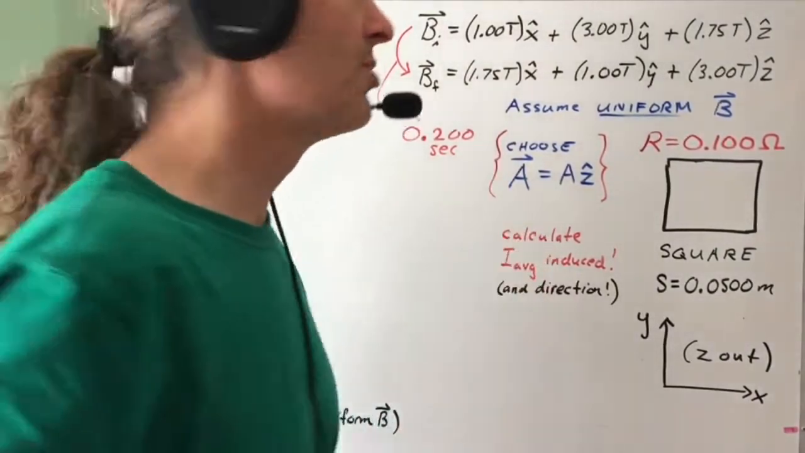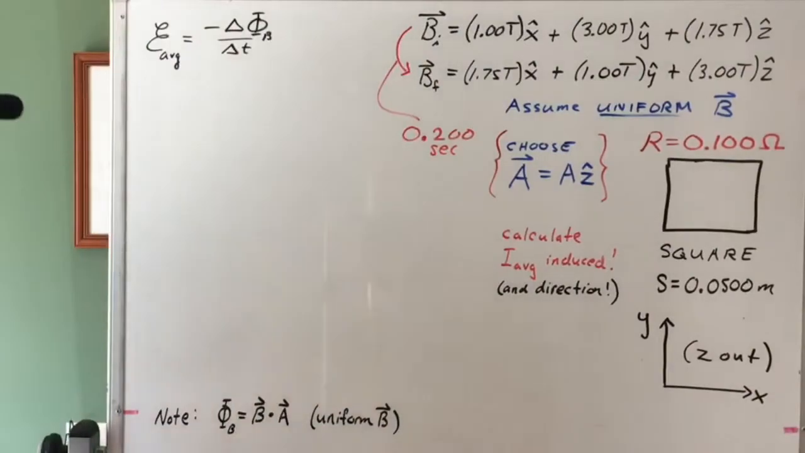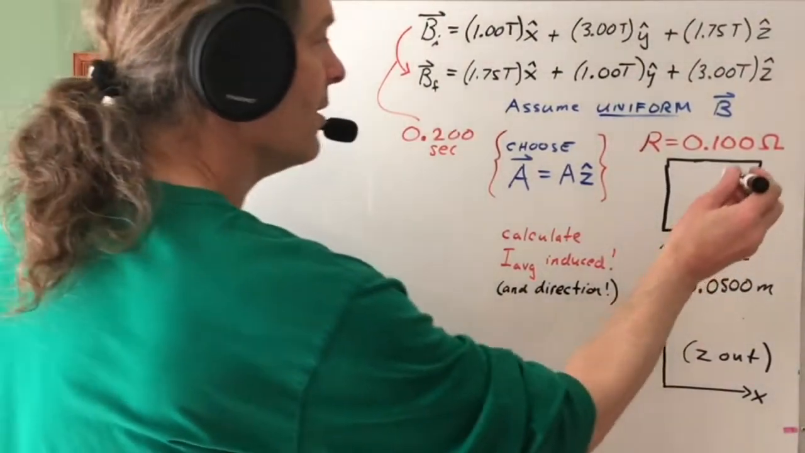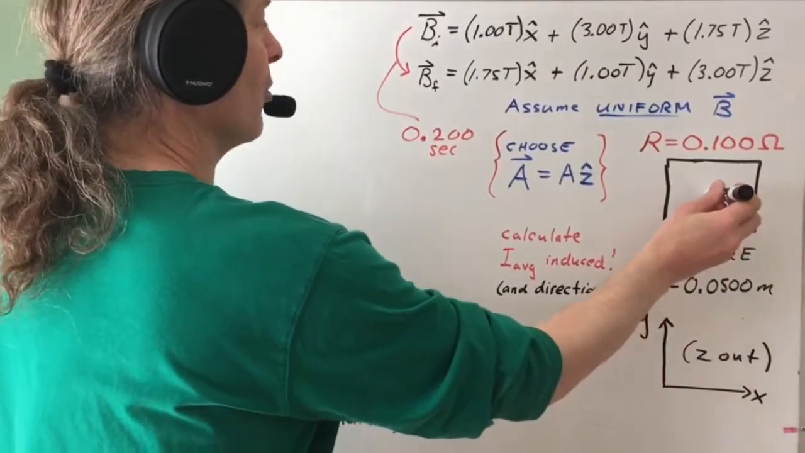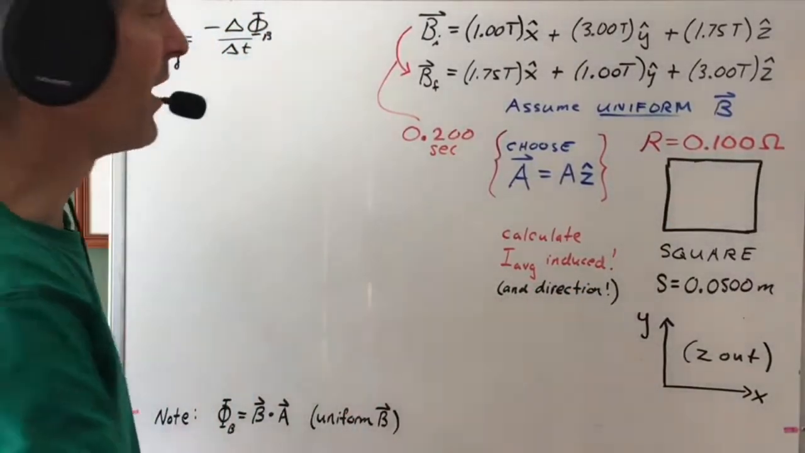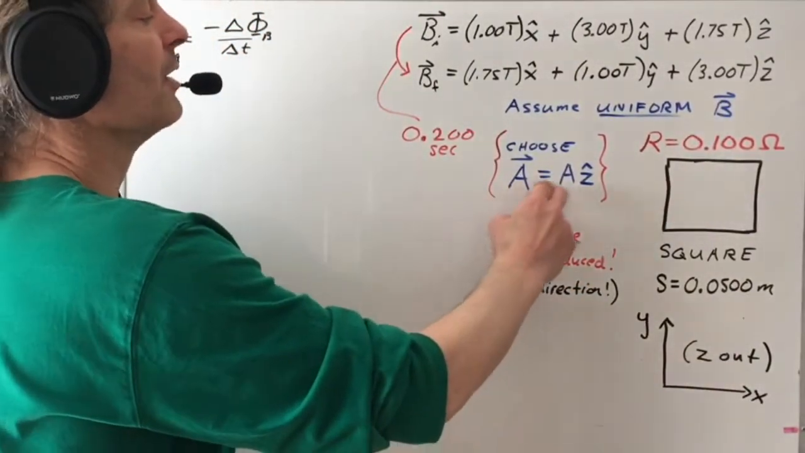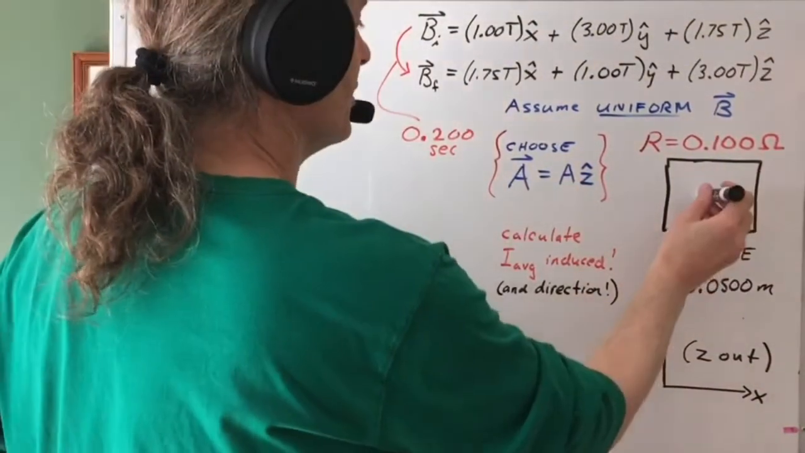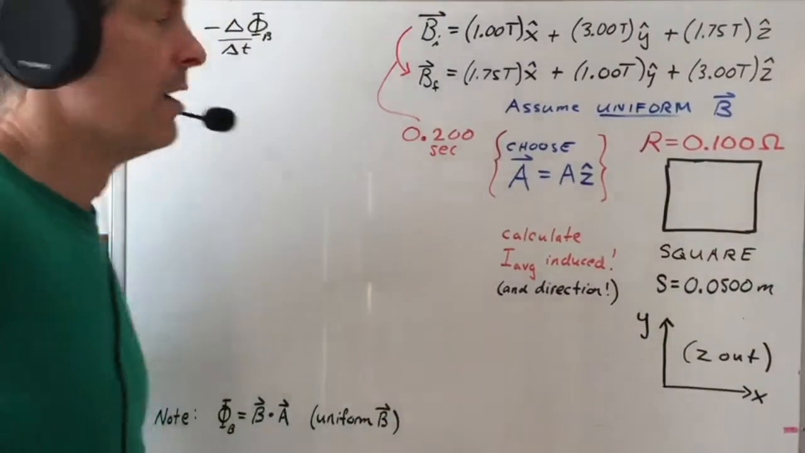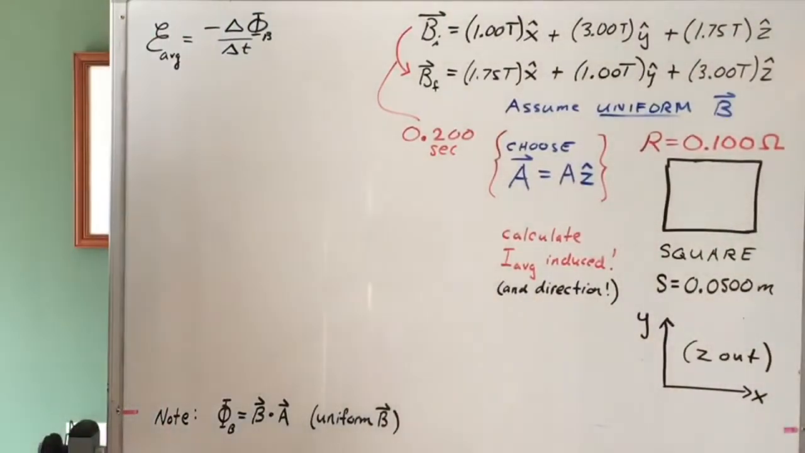Second thing, I need to choose an area vector for doing this calculation. I could choose out of the board or into the board. I'm going to choose out of the board. And so if I want to represent that abstractly, I could have my area vector equal some magnitude, a positive number, times a z-hat direction. That would be a vector this way. Okay, so now we're ready to go.